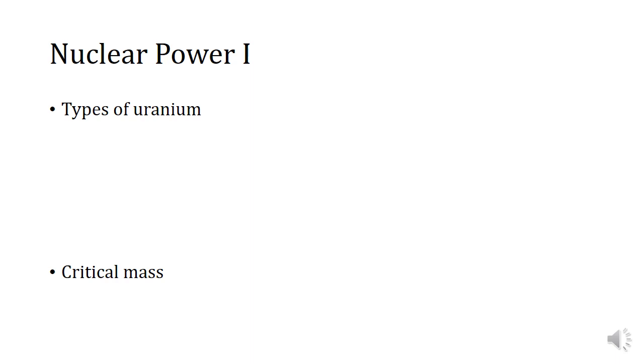So there are two main types of uranium that exist, two main isotopes that are found naturally. There is 235, which I spoke about earlier, and then there's 238.